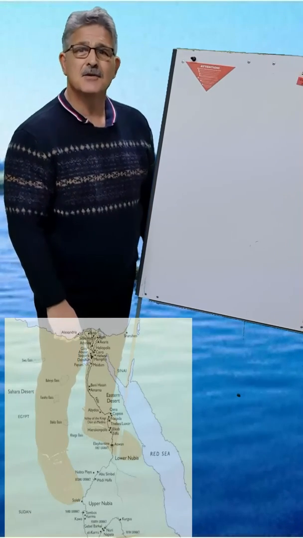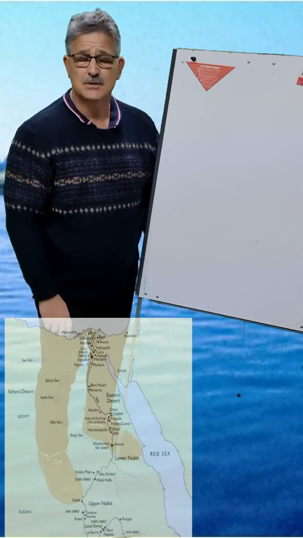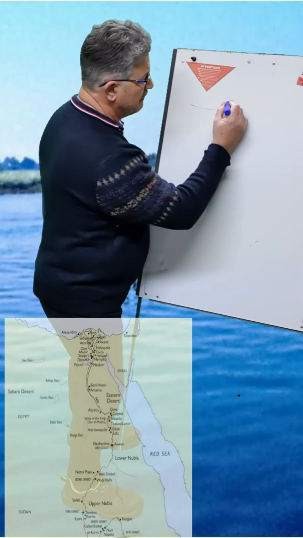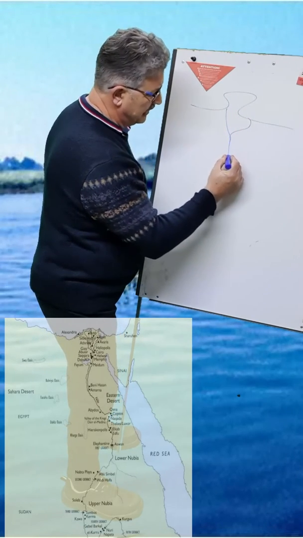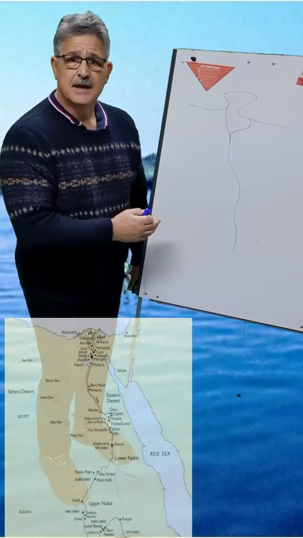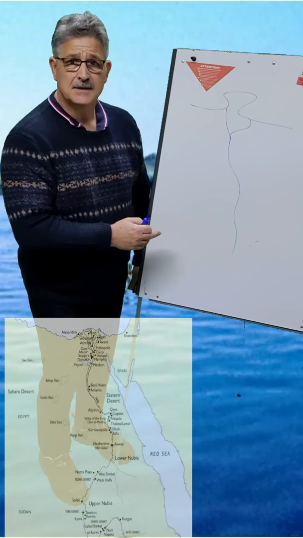Hi, so in this video we're looking at landscape and resources. So we'll start off with the River Nile. The River Nile really was the roadway of ancient Egypt, and it ran from the south to the north. But the source of the River Nile came from two different places.